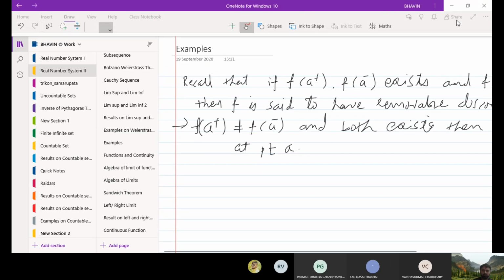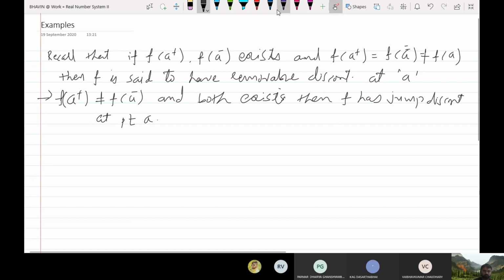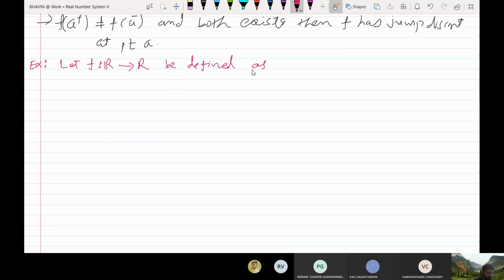So the function is defined in this way. Definition of function is this. f is a function from R to R, be defined as f(x) is equal to sin(1/x) if x is not equal to 0, and 0 if x equal to 0. Discuss types of discontinuity of f.